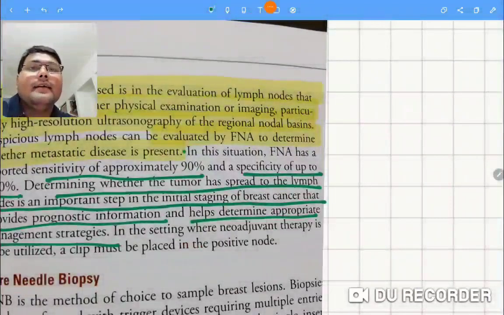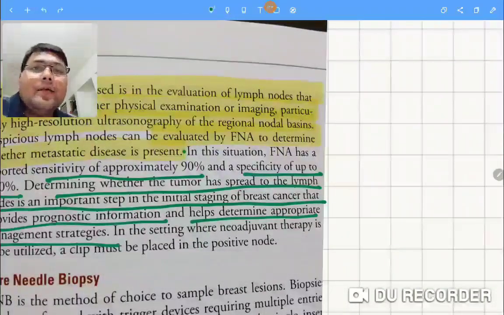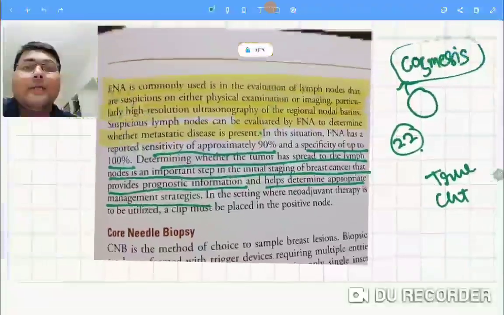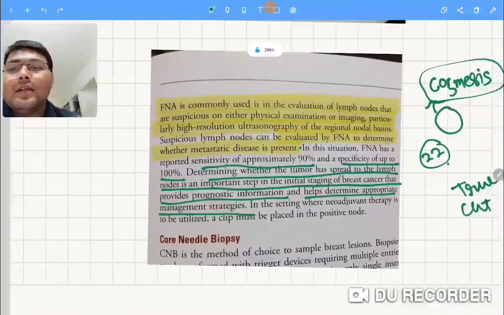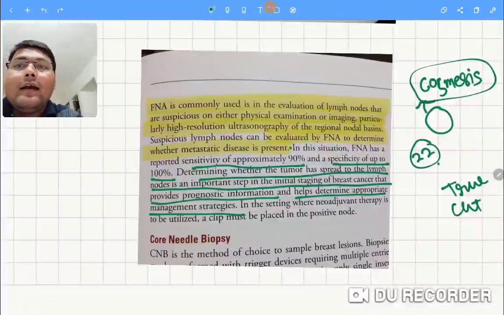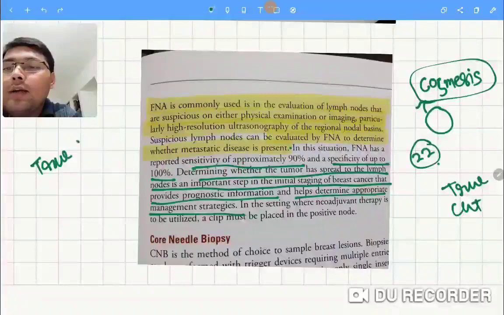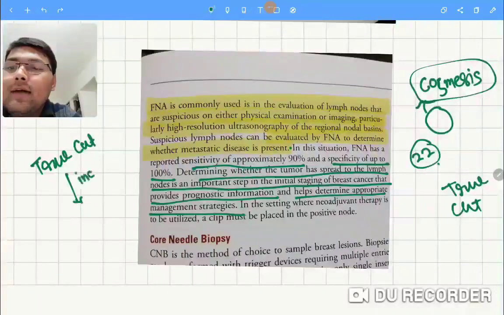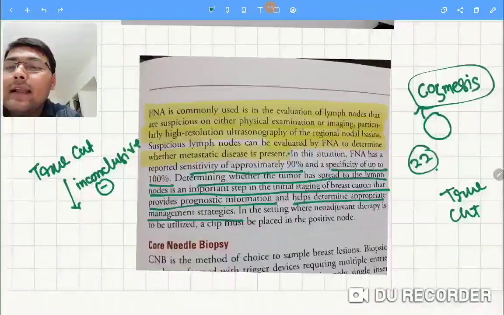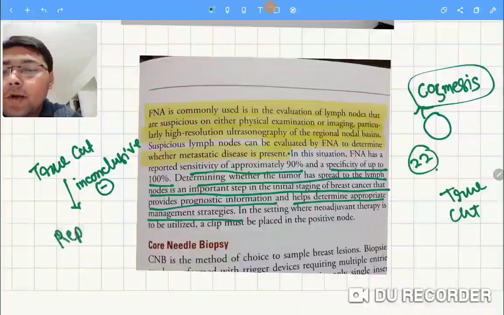But let's discuss one scenario. Suppose you have done a true cut biopsy, but it came back negative or inconclusive. Then what will you do? You have to repeat the true cut. Repeat true cut.